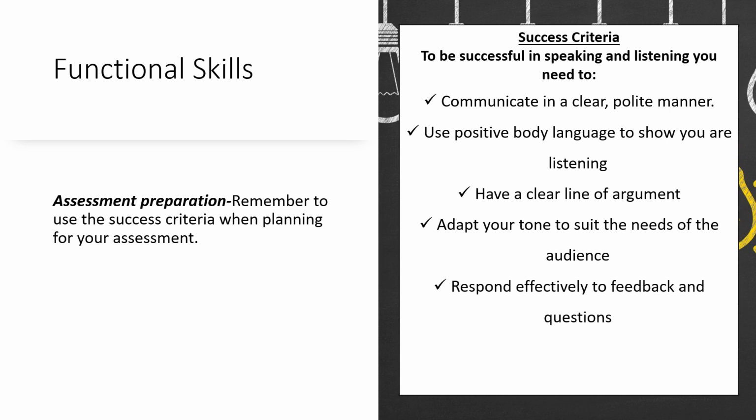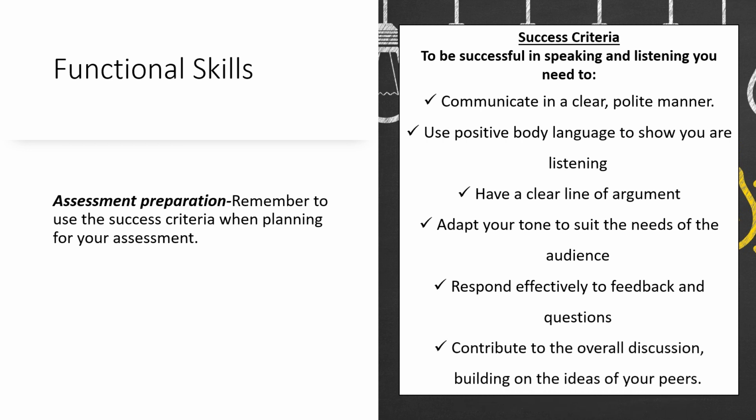Respond effectively to feedback and questions. Now this is very important because you have to remember that at the end of your presentation you will be expected to answer some questions from the audience as well. So can you actually respond well on the spot? And can you give detailed feedback when it's requested for you?